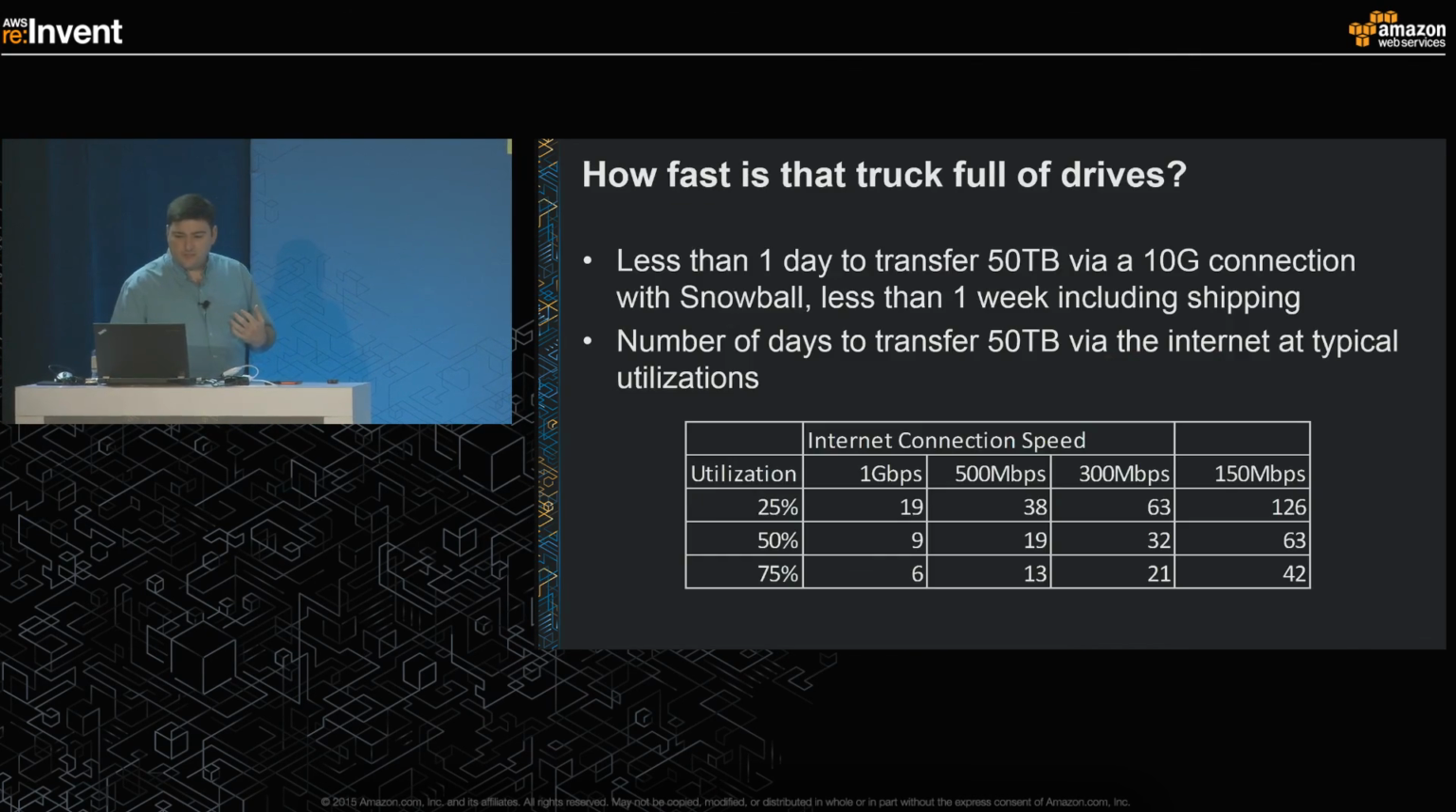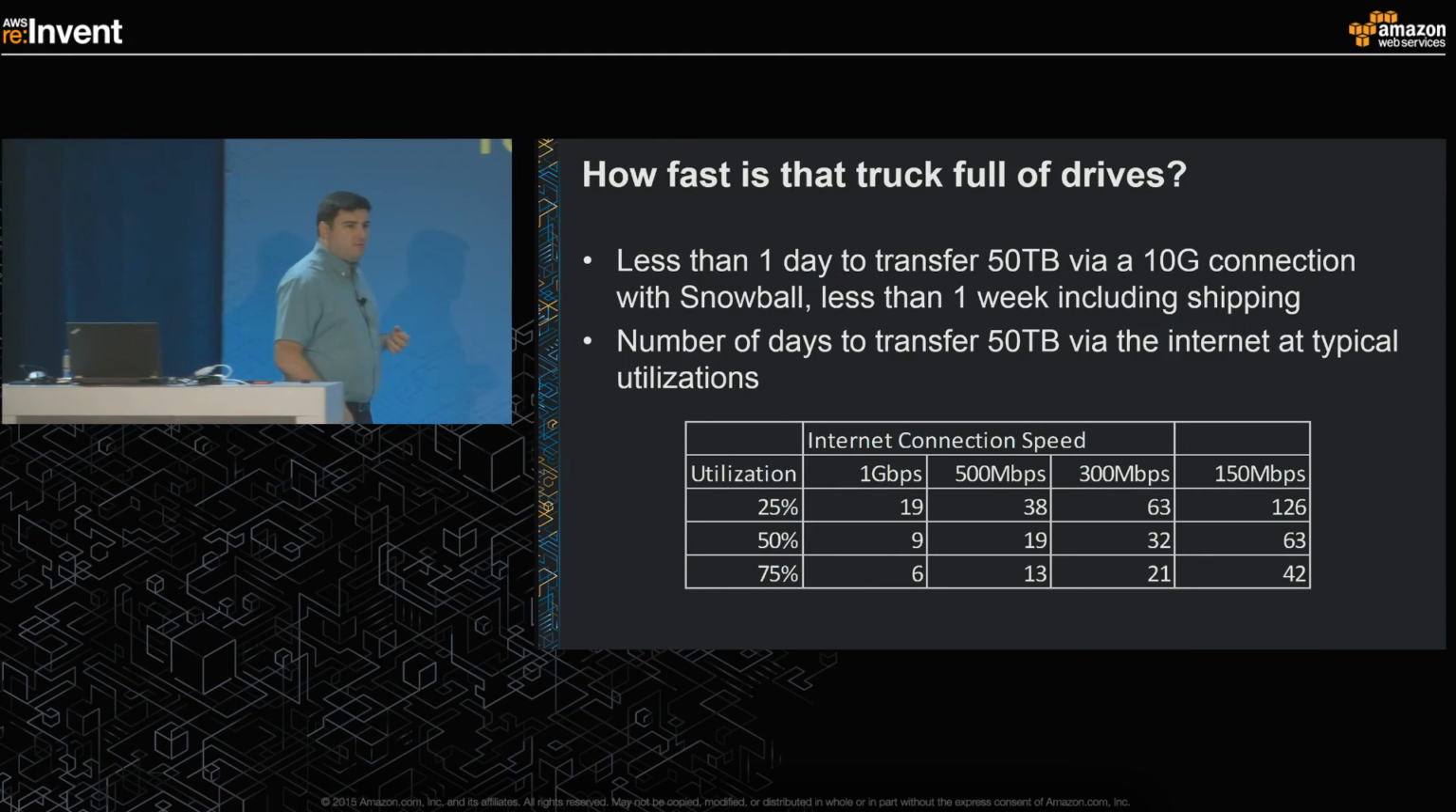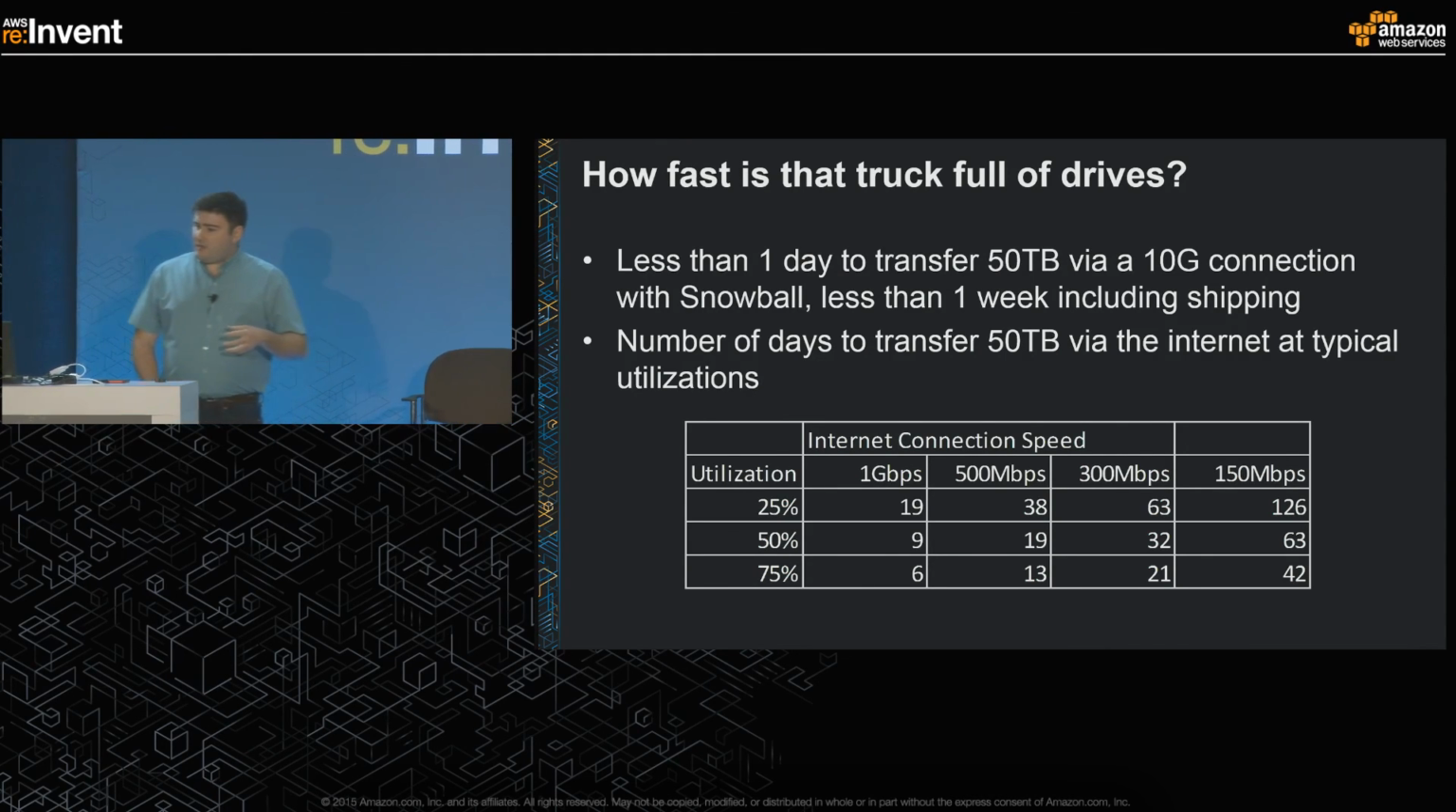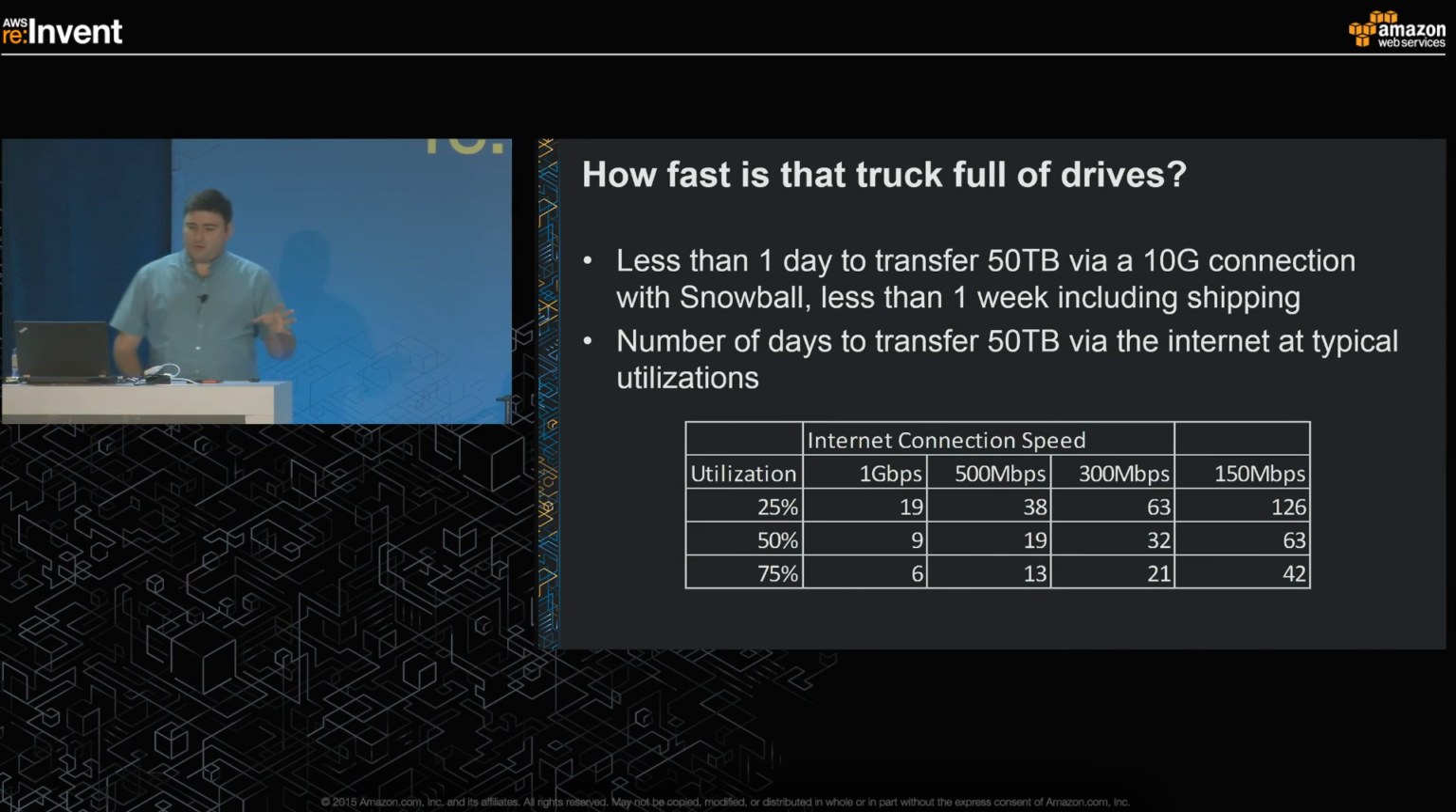So let's look at some of the speed advantages that we can achieve from this model. First, let's take a look at what you can do with Snowball. When you think about getting the device on site, you have the 50 terabytes and that 10 gig connection. You're able to fill the device within about a day of it being on site if you're able to drive 10 gigabits. So that's really nice and quick, but that's a bit unfair because we also have to account for shipping on either side of it.